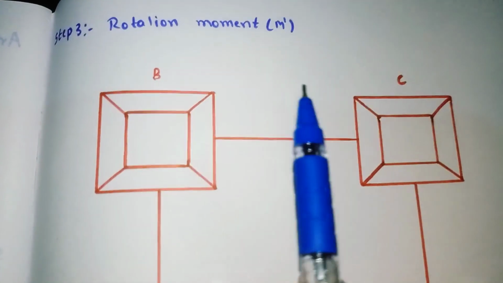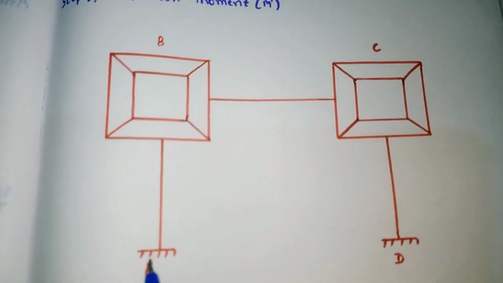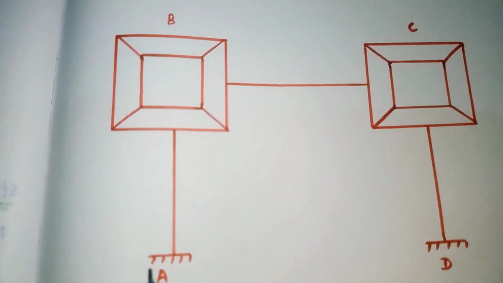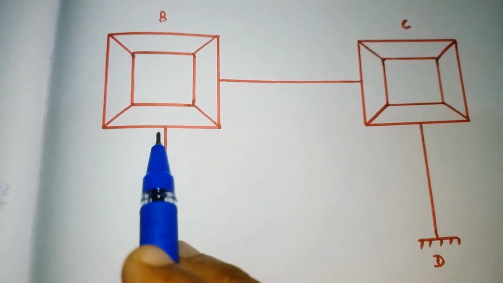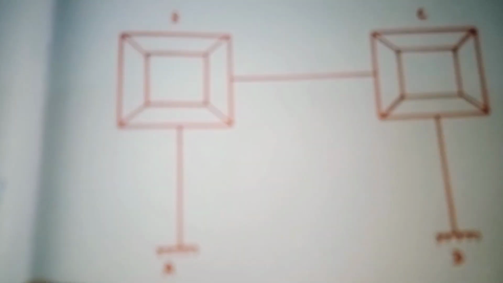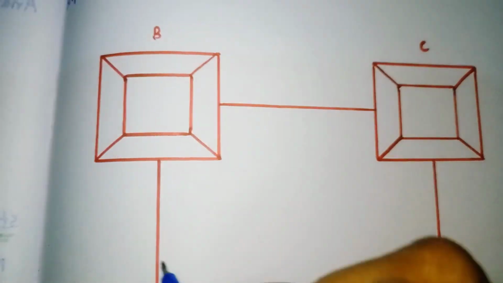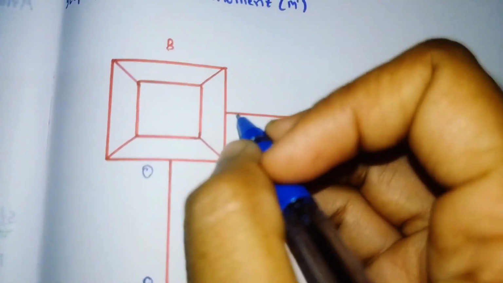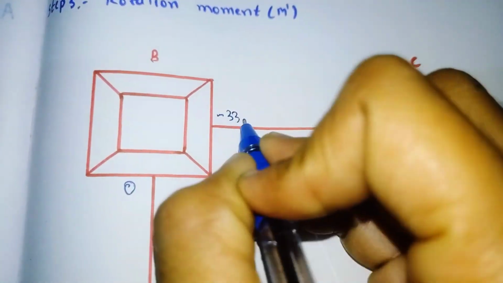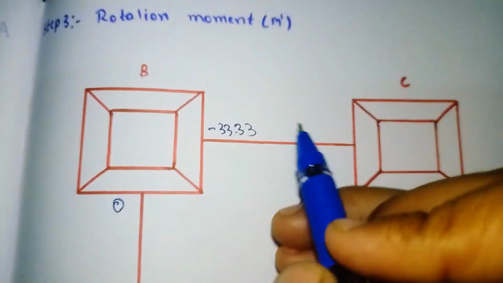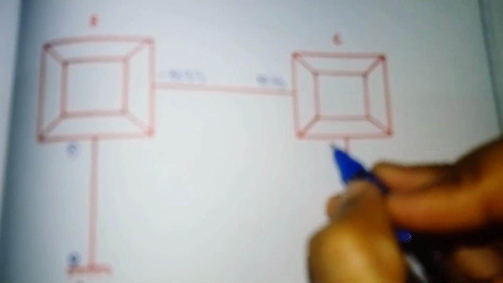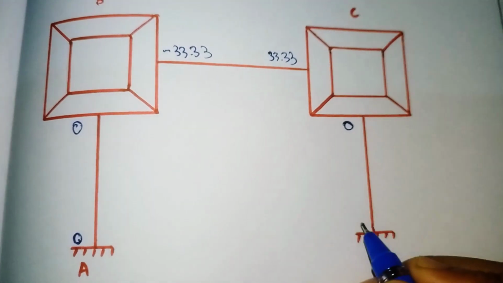The next step is to find out the rotation moment. So we need to draw the diagram like this. Wherever a joint is there, we need to draw this kind of boxes. First, we have to write down the fixed end moments that we have calculated. The fixed end moment of AB is 0 and of BA is 0. Write it here. The fixed end moment of BC we got was minus 33.33. The fixed end moment of CB we got was 33.33, the fixed end moment of CD we got was 0, and for DC we got 0.